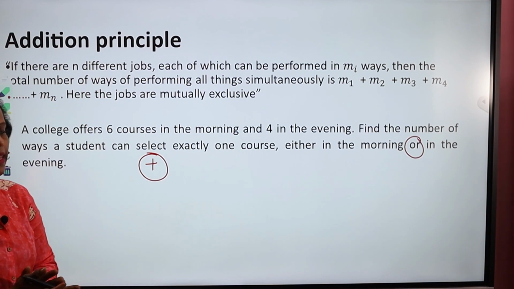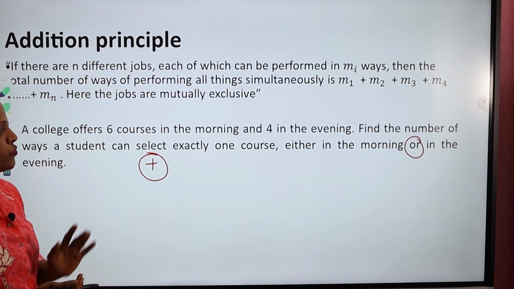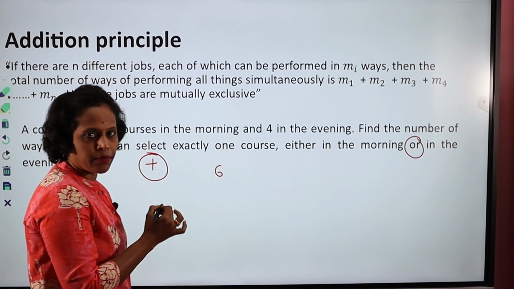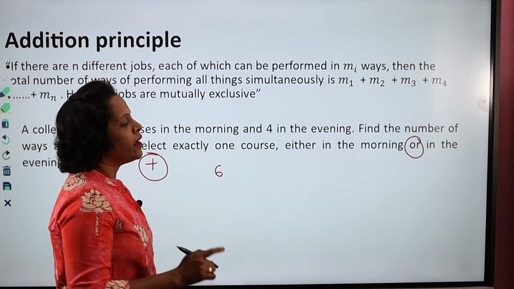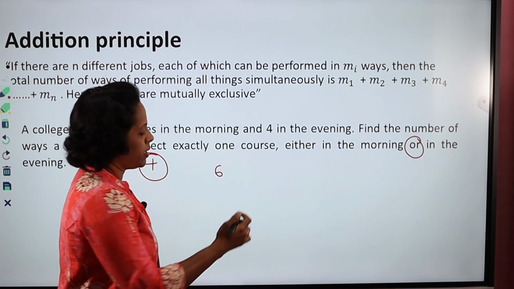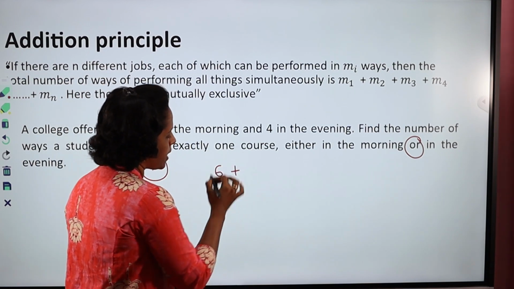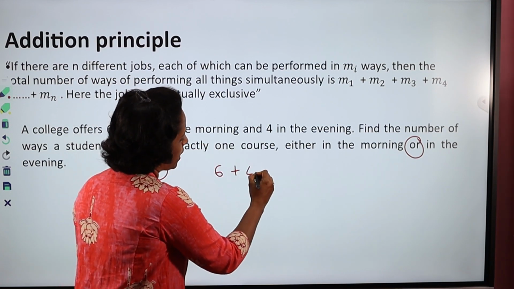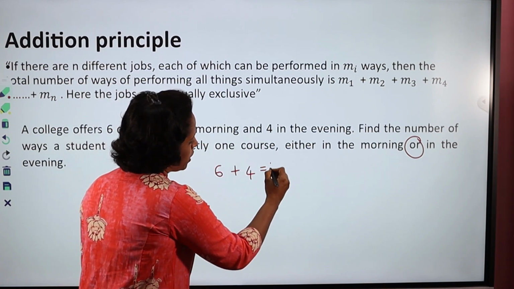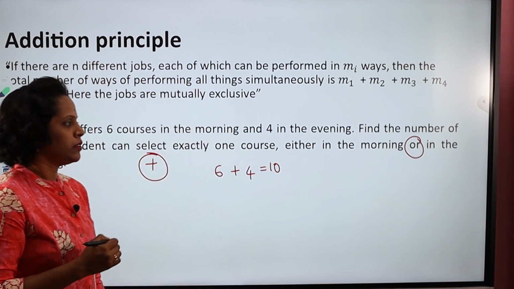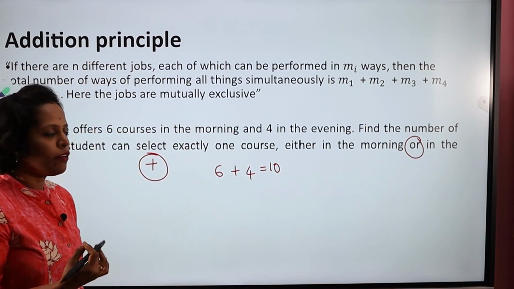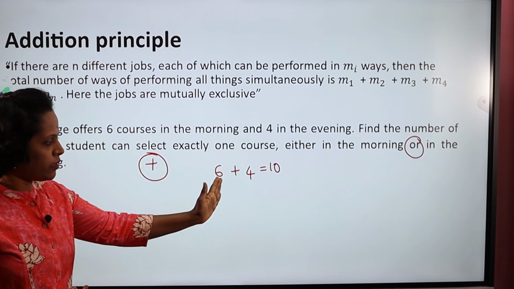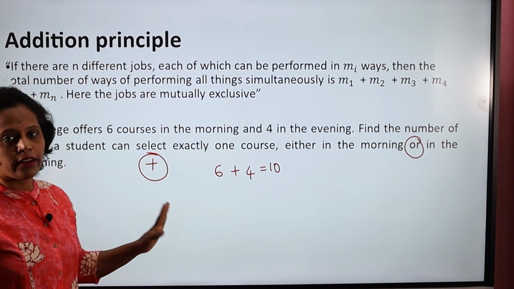Firstly, a student can select any one course from the morning sessions, right? So, that can be done in 6 ways. Or the student can select any one course from the evening courses, right? So, or is there, we'll go with plus symbol, and any one from the 4 courses can be done in 4 ways, which will be equal to 10. So, in 10 different ways, the student can select a course either in the morning or in the evening. In total, 10 different ways.